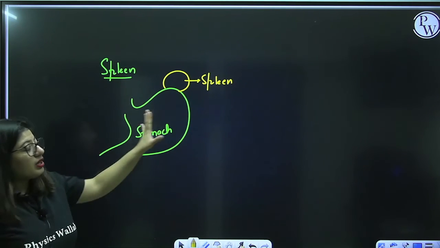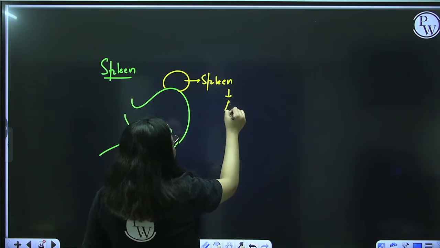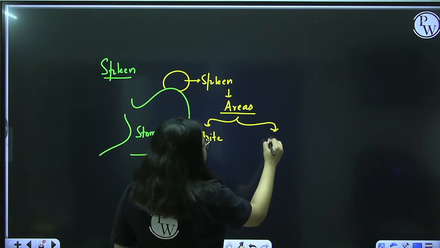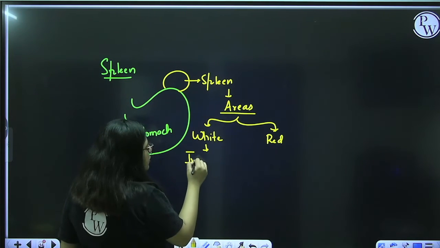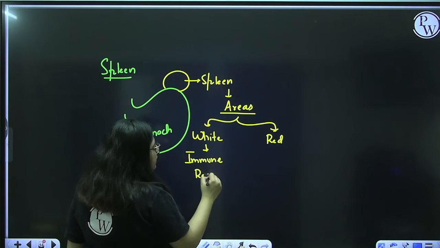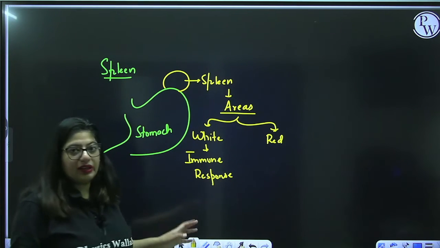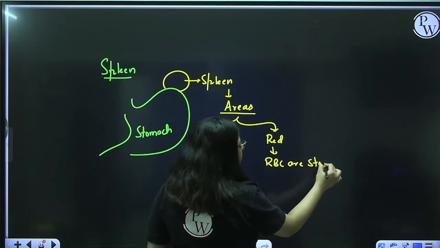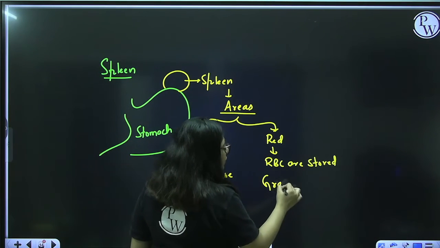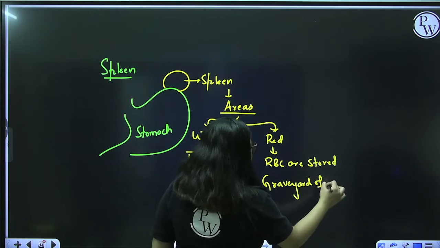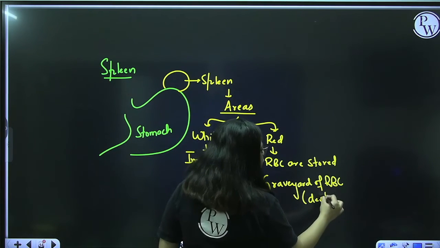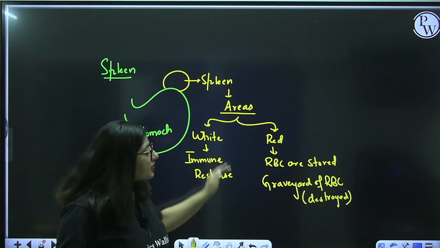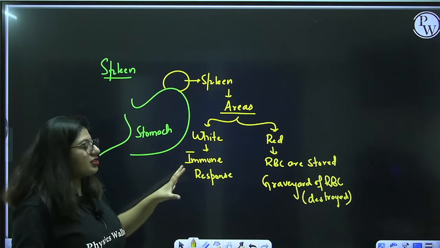Okay. Now the spleen has two areas. If you cut the spleen, you will see two areas. One is white in color, another is red in color. The white one is responsible for all the immune response. It contains B cell and T cell, right? Whereas the red area contains RBC. Here the excessive RBCs are stored and it's also the graveyard of RBC. That means RBCs are destroyed here. So do remember, yes, spleen is a graveyard of RBC, but the RBCs are also stored here. And the white region is all for immune response.